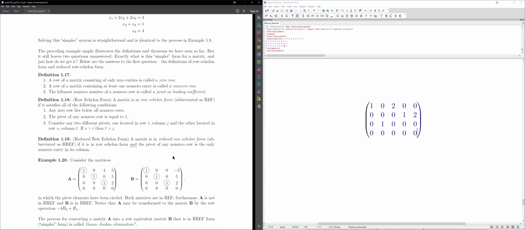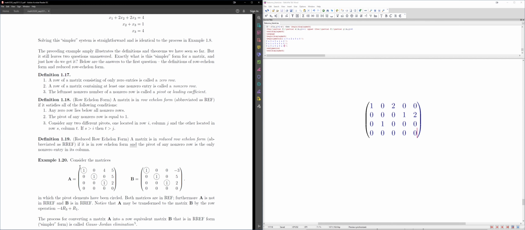Okay, so let's look at this third condition that you need for a matrix to be of row echelon form. What this means, overall, is that if you're looking at the pivots, for example in this matrix here, the pivots are circled here. The pivots are going to come down in a diagonal in this way.